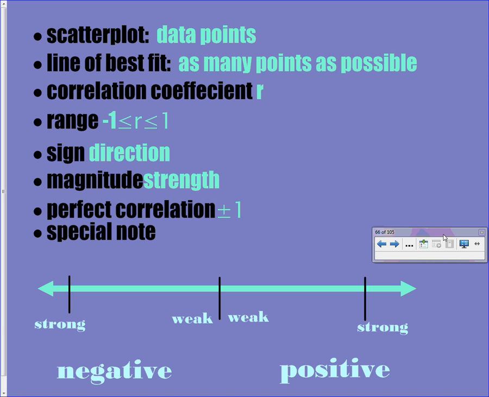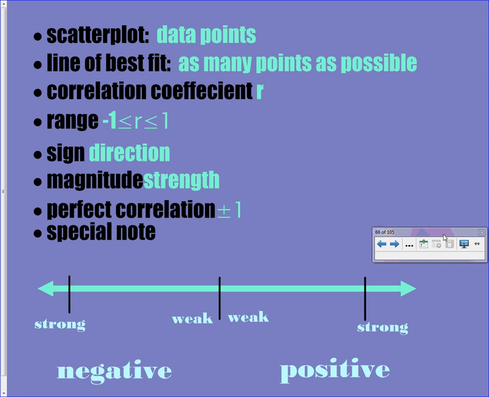The sign tells you the direction. So if your R is positive, then it's going to be positively sloped data. If it's negative, it's going to be in a negative direction. The magnitude is called the strength. So 1 is perfect. Something like 0.2 would not be a very strong correlation. It wouldn't be very close to that line. It would not be a very good fit.